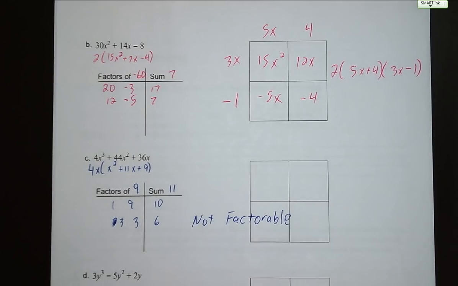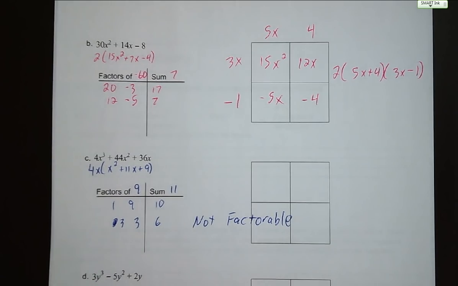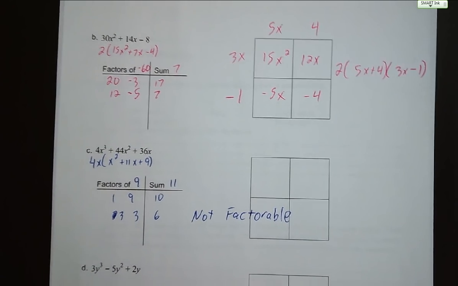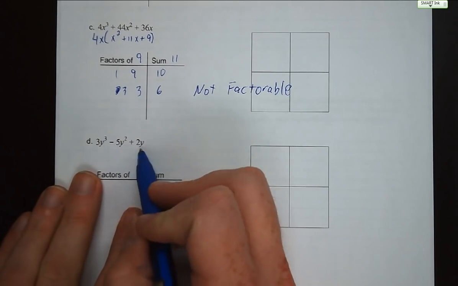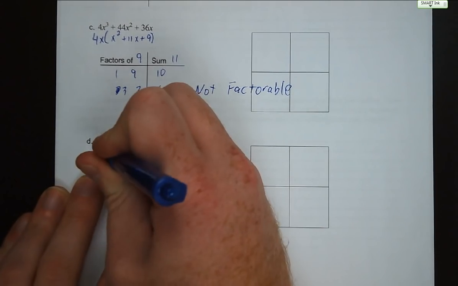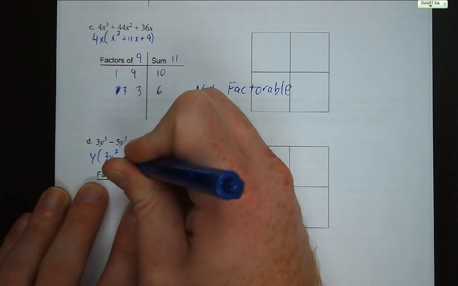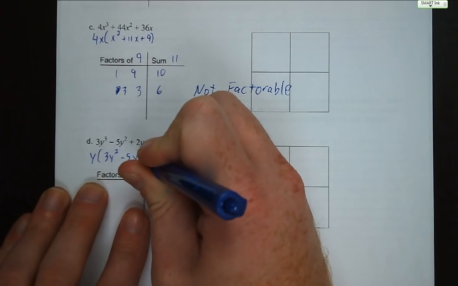Now, just because I told you that something could be not factorable does not mean that every problem that is difficult is not factorable. Okay, you got to look and make sure that you're looking at all of your possible multiples. And in this case, there just isn't one that is going to work. All right, letter D. We have 3y squared minus 3y cubed minus 5y squared plus 2y. There are no constants that I can pull out of this, but I can pull out a y from each of my terms. So we have 3y squared minus 5y plus 2.